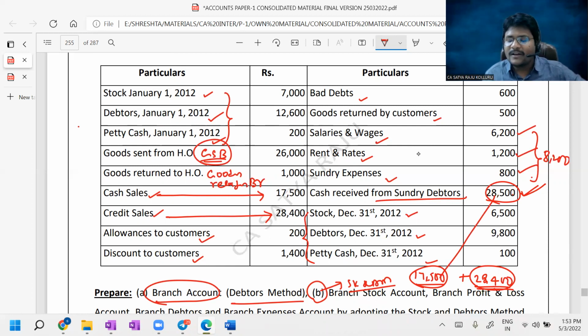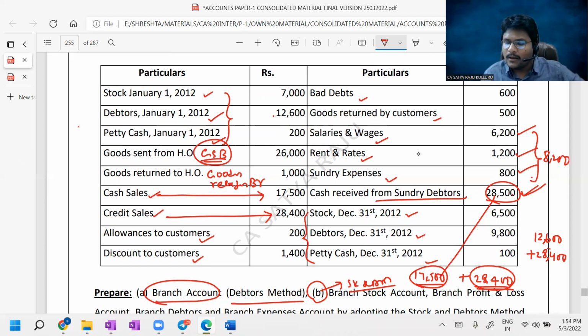But if this information is not given, then how can I derive cash collected from debtors, sir? Please, all of you concentrate. Now I am telling you how to derive it if this information is not given. Opening debtors, 12,600 balance is there. In the current year, how much credit sales did you make? 28,400. That means if you made sales in the current year, then the debtors balance is increased.